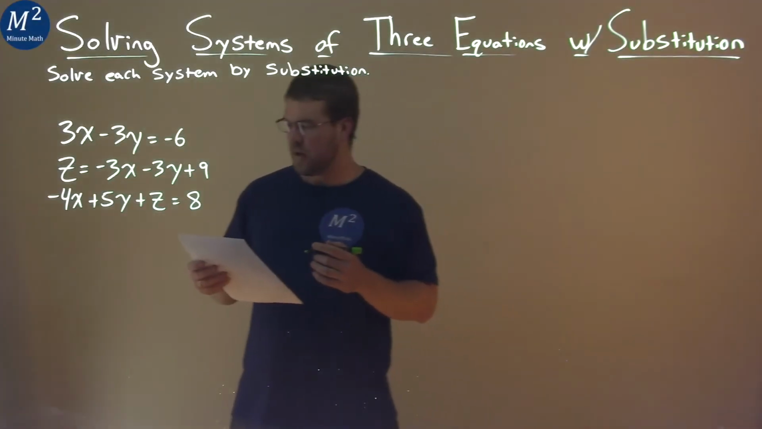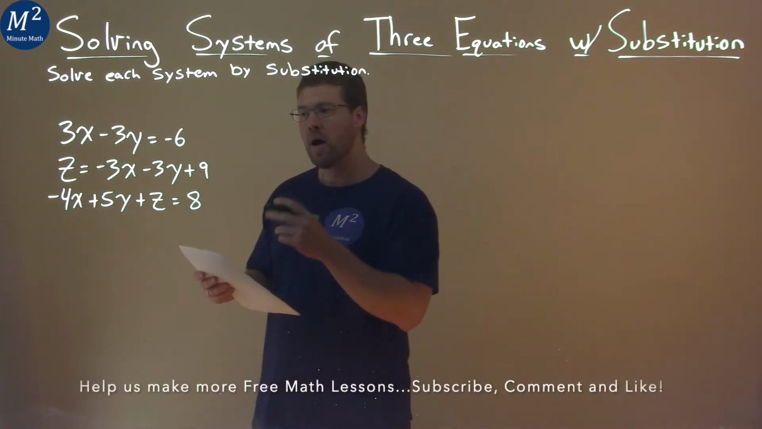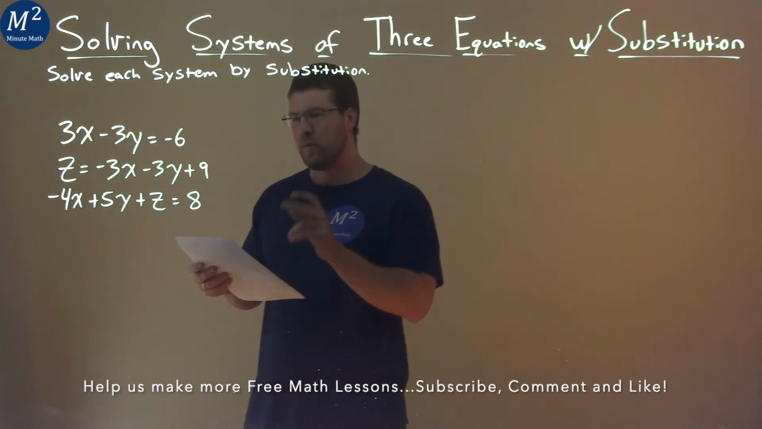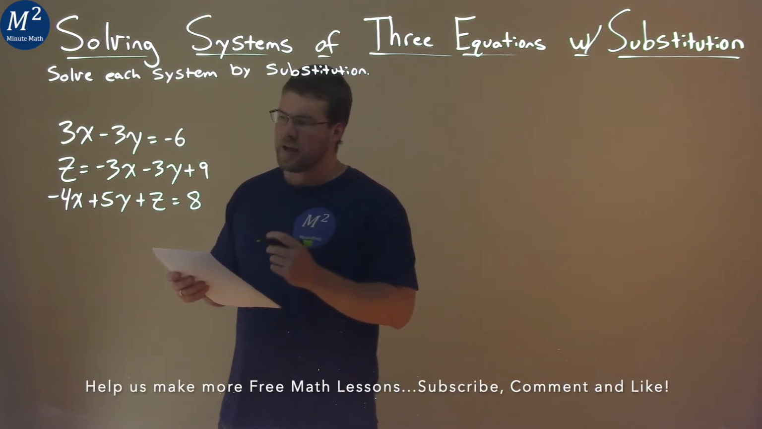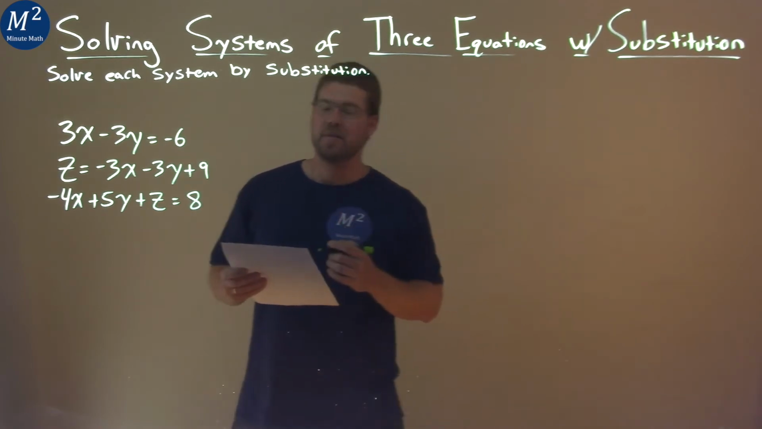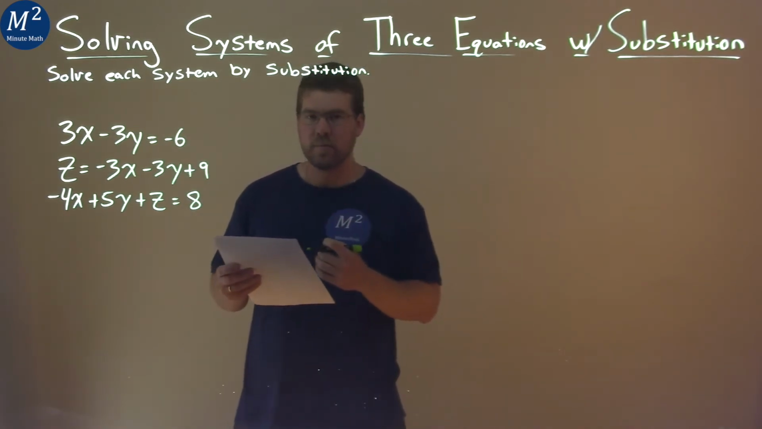We're given this problem right here. 3x minus 3y equals negative 6. z equals negative 3x minus 3y plus 9. And negative 4x plus 5y plus z equals 8. And we need to solve the system by substitution.